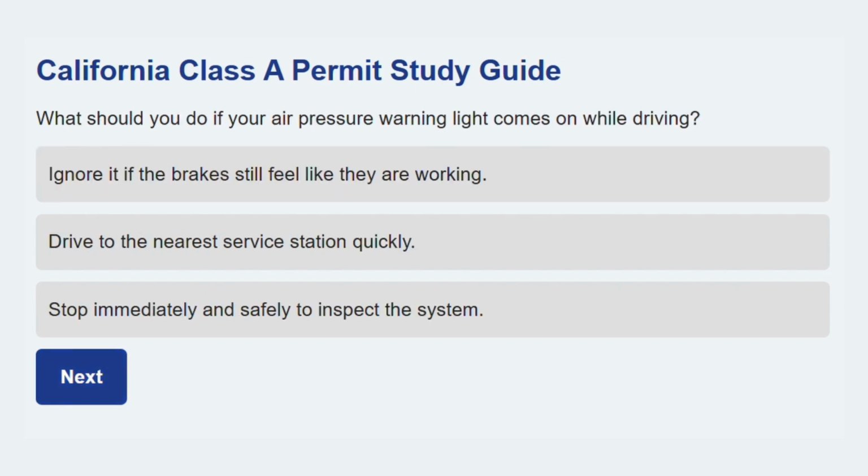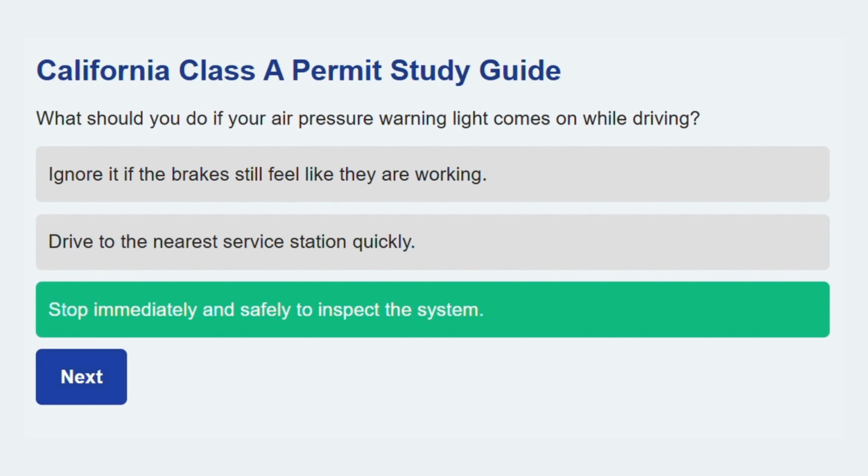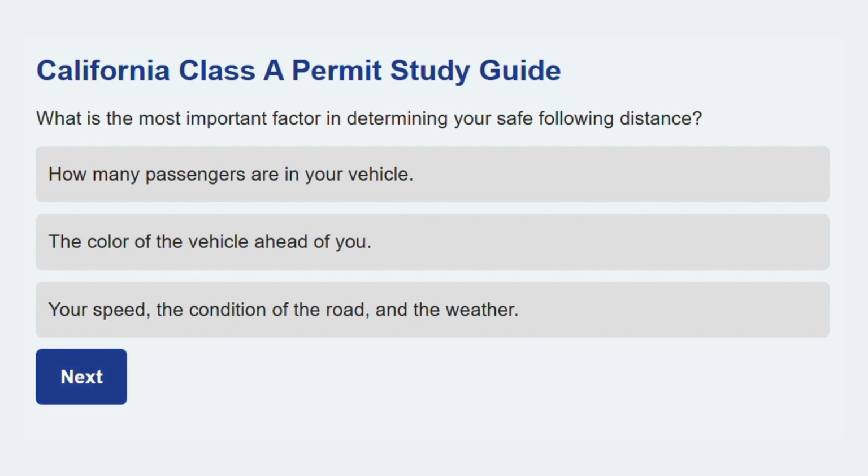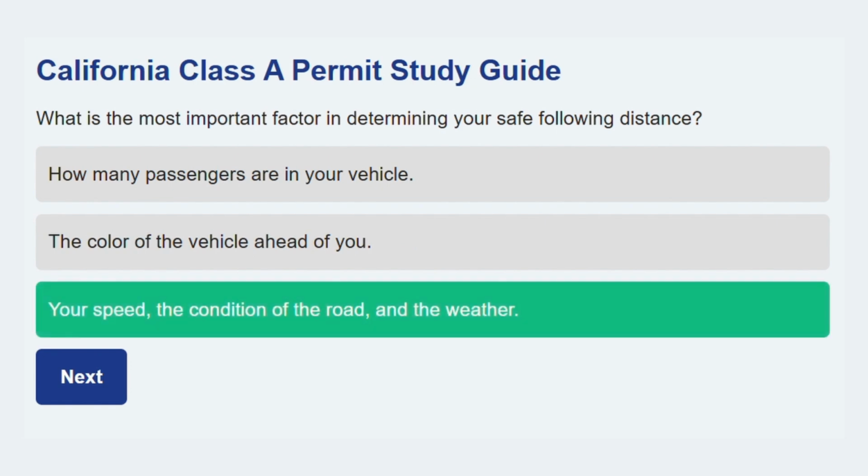Moving on to this. What should you do if your air pressure warning light comes on while driving? Stop immediately and safely to inspect the system. Low air pressure is a sign of potential brake failure requiring immediate action. All right, let's see. What is the most important factor in determining your safe following distance? Your speed, the condition of the road, and the weather. These factors directly impact how much time and space you need to stop.